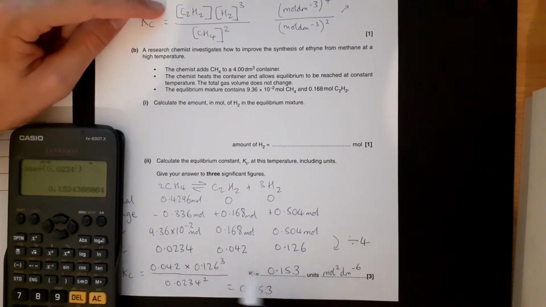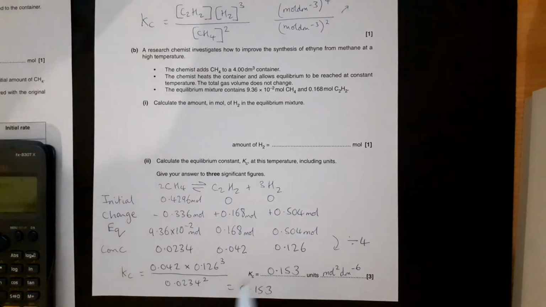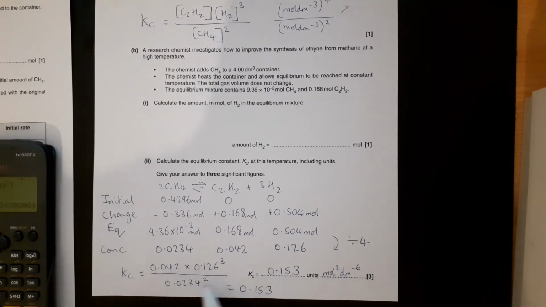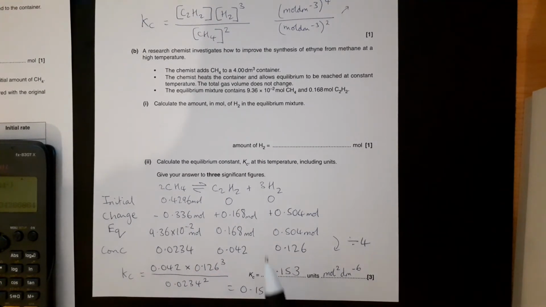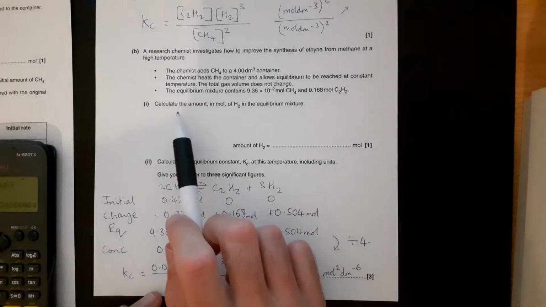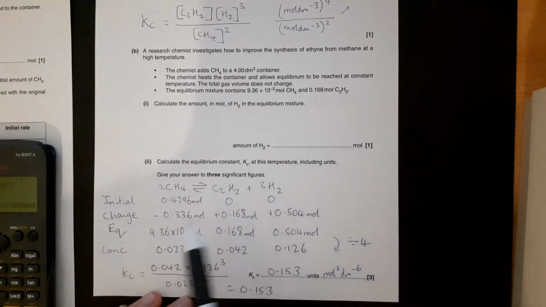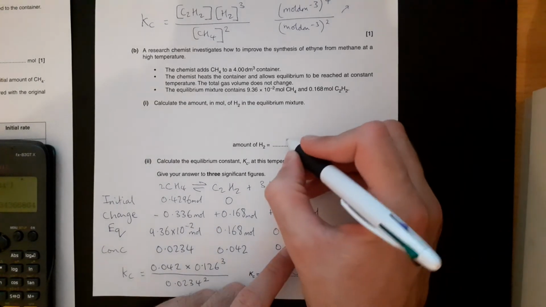So we've kind of gone through the question. We've just ignored the fact that it was in a weird order and done it as if it was in the order that we're used to and calculated Kc. Now we just need to go back and fill in the bits that we've missed. So calculate the amount in moles of H2 in the equilibrium mixture. So that was our value here, 0.504.